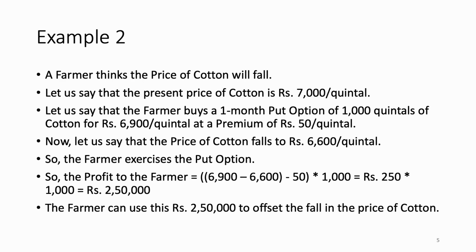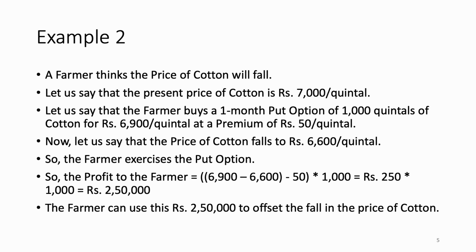Now let us consider another example. Supposing a farmer thinks that the price of cotton will fall. The farmer has a huge quantity of cotton from his produce. So he thinks that the price of cotton will fall. So if he goes to the market with the cotton, he will get a lower price for it. So the farmer can exercise the put option.